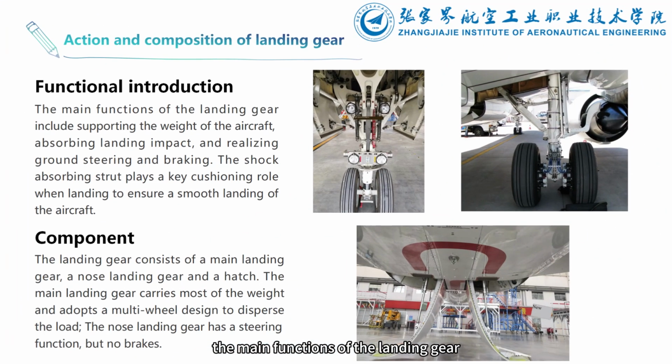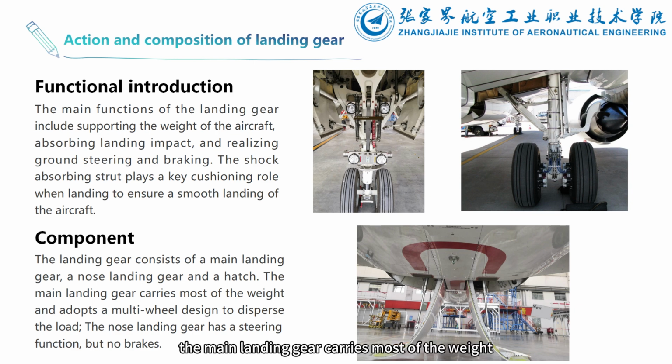The main functions of the landing gear include supporting the weight of the aircraft, absorbing landing impact, and realizing ground steering and braking. The shock-absorbing strut plays a key cushioning role when landing to ensure a smooth landing of the aircraft. The landing gear consists of a main landing gear, a nose landing gear, and a hatch.